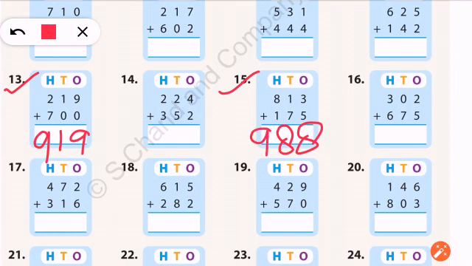See this line question. Question number 18. 5 plus 2. 5, 6, 7. The answer is 7. 8 plus 1 is 9. 6 plus 2 is 8. Okay. This question number 20. 6 plus 3 is 9. 4 plus 0 is 4. And 8 plus 1 is 9. Okay.